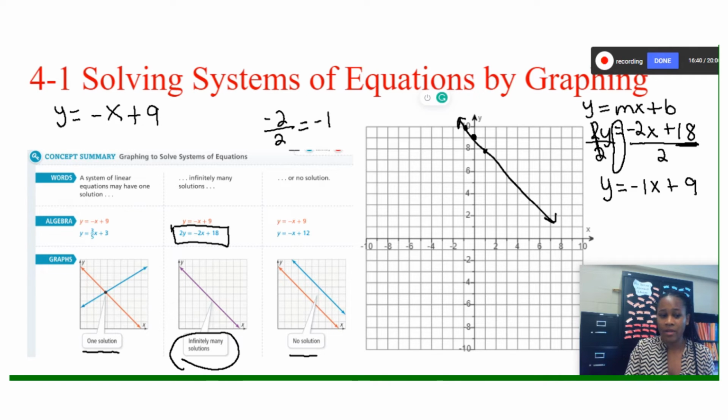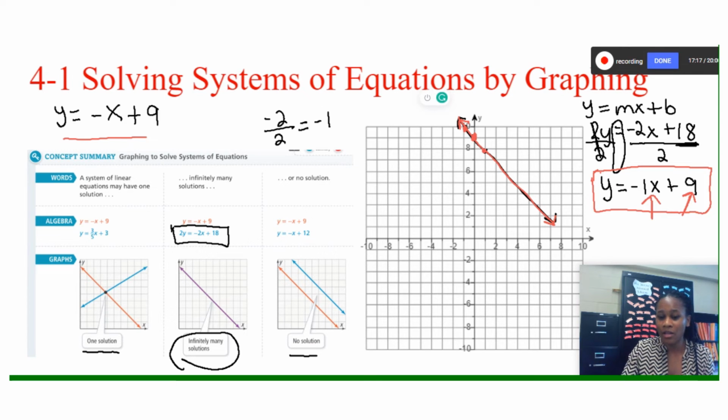So if I graph that, which is the exact same equation that I started with, I will start at positive 9, which is here, and then I have to rise 1 and run 1 to the left, making sure my slope is negative. And notice that my line is on top of the line that I just wrote from the last equation. Because the equations have the exact same slope and the exact same y-intercept, they are the exact same equations once you solve them, and that tells you that there are infinite solutions.